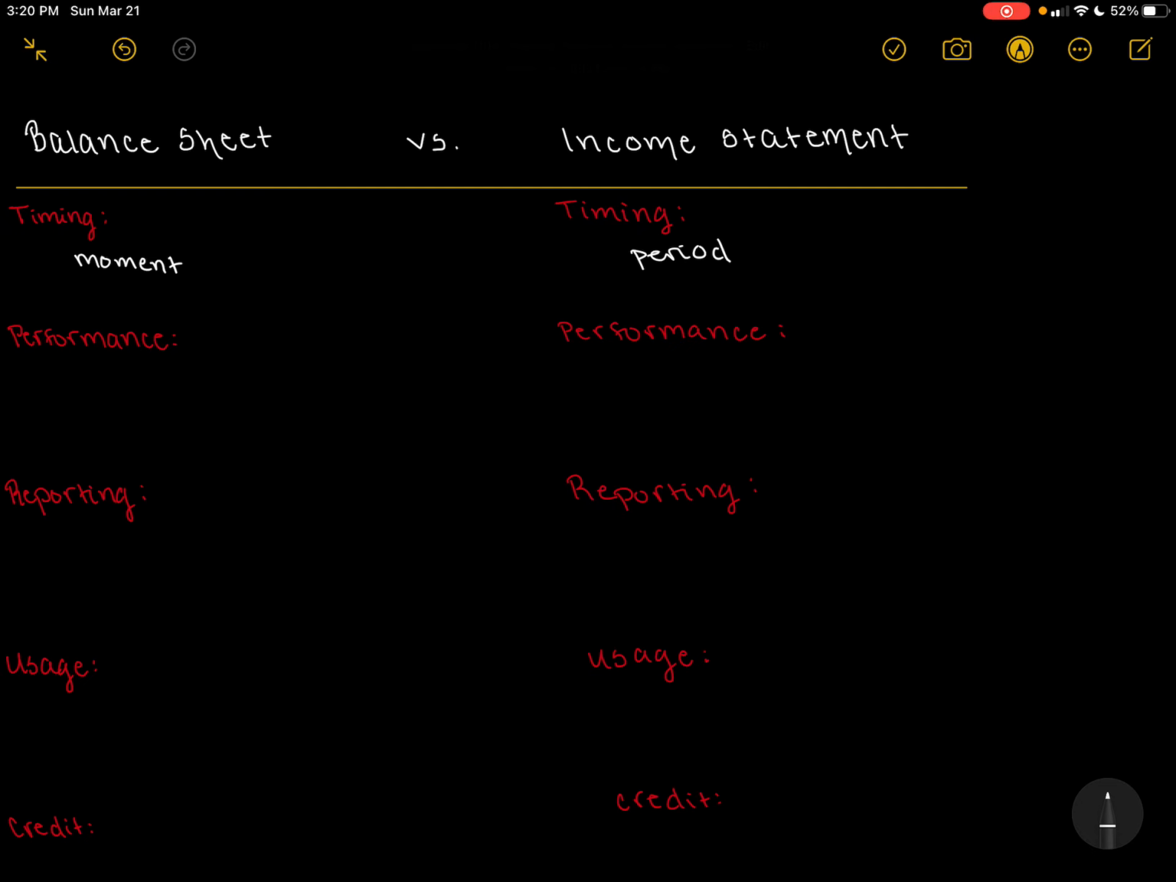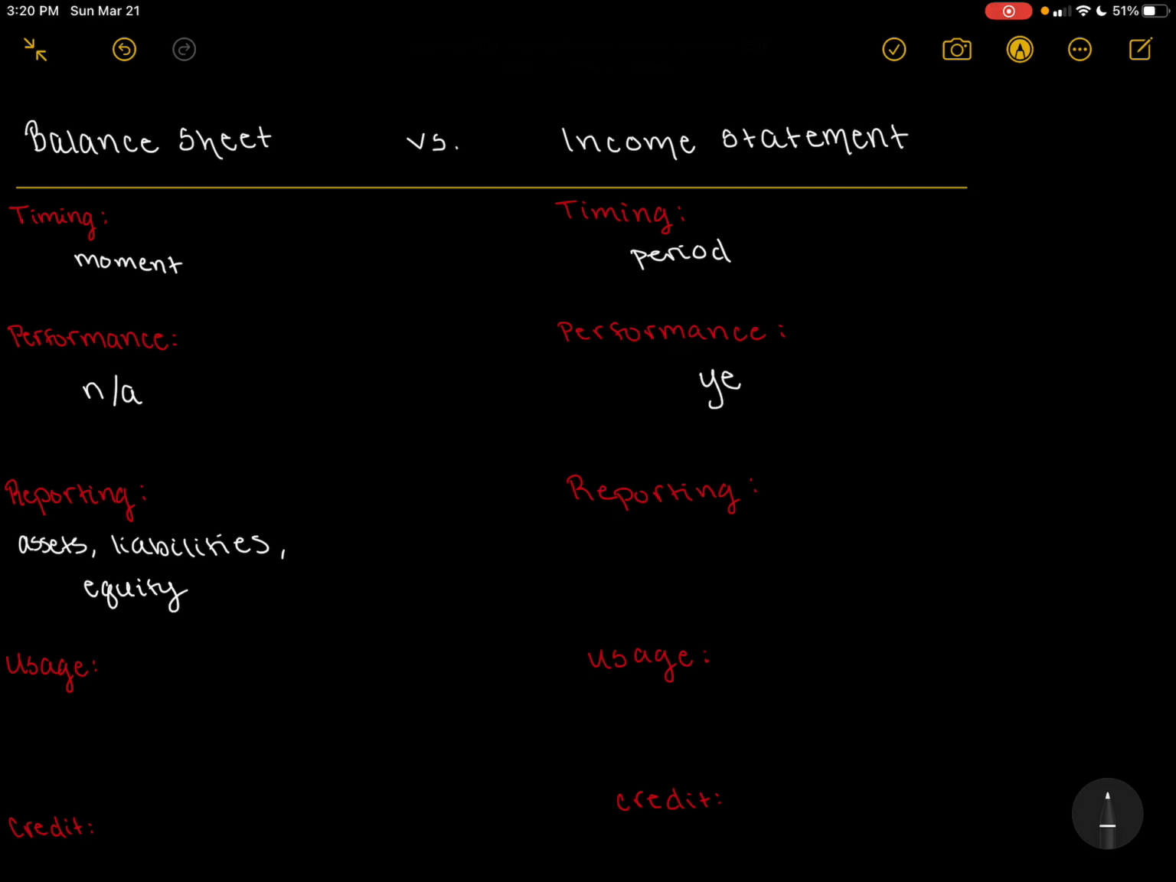If we were to look at performance with the balance sheet, this actually doesn't show us performance at all. It really just shows us, we'll drop down to reporting here, what the balance sheet shows us is assets, liabilities, and equity. Now these assets, liabilities, and equity are very important. However, they don't explain the performance of this firm. And that's where the income statement comes in handy.